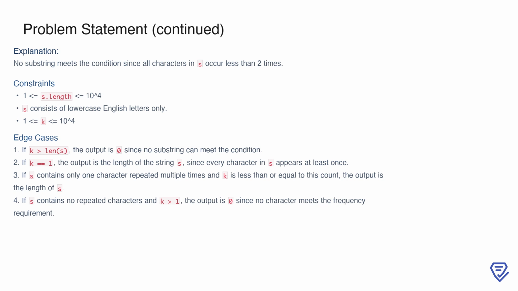Finally, note the constraints and edge cases for this problem. For example, if k is greater than the length of the string, the output will always be 0 since no substring can meet the condition. Similarly, when k equals 1, the entire string qualifies as the answer because each character in S appears at least once. These considerations are important when designing an efficient solution for this problem.